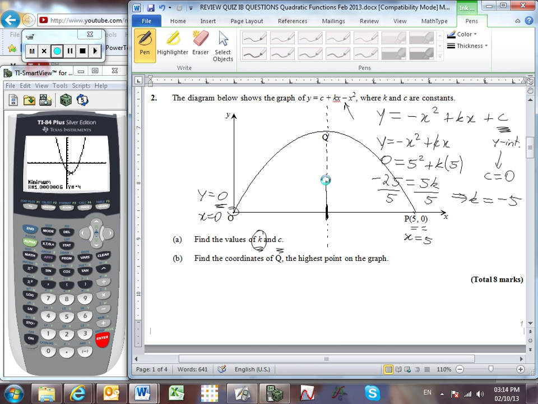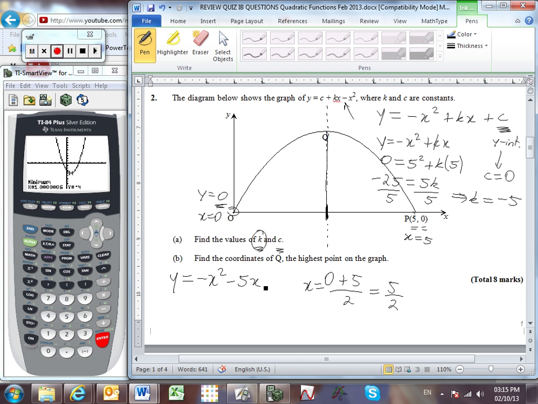So our x value of the vertex must occur exactly at the midpoint of these two x values. So that x value will be 0 plus 5 divided by 2, which simply equals 5 over 2. Now that's the x value. In order for me to find the y value, I'm going to have to substitute it into my equation. So my new equation, remembering that my c value is equal to 0, and that my k value is equal to negative 5, so plus k becomes plus negative 5 or minus 5.